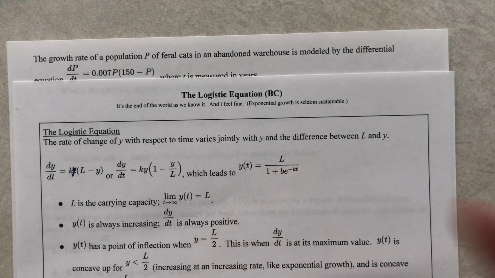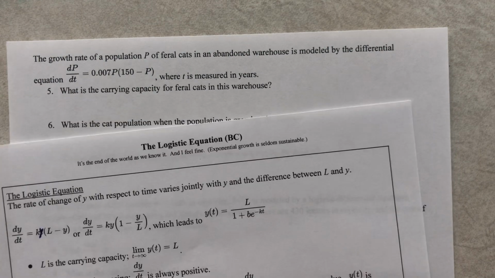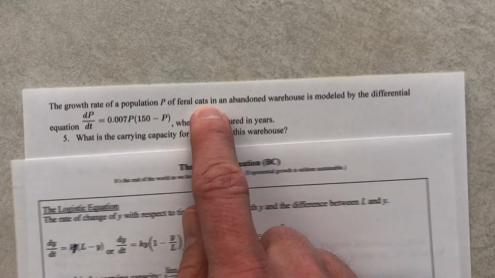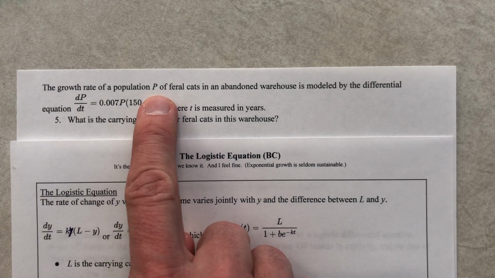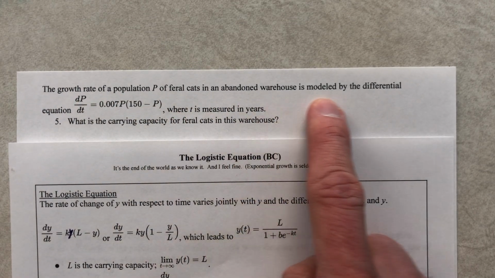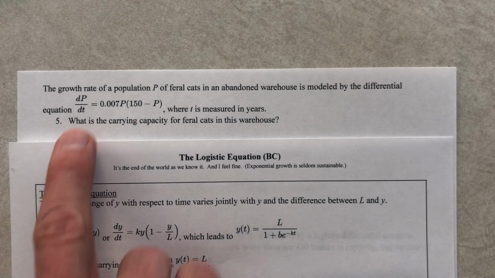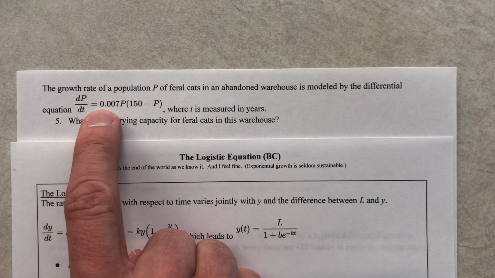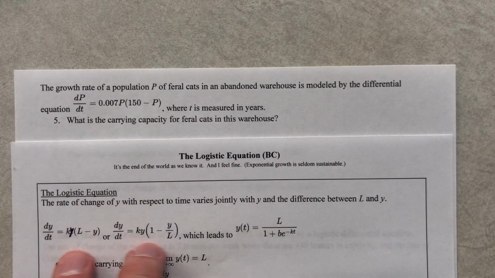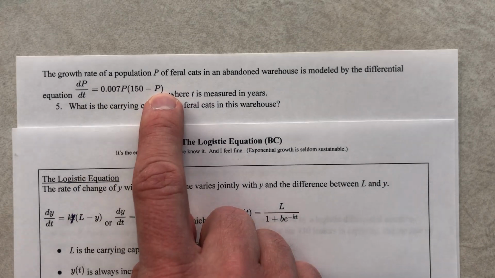So the first problem that dealt with mooses, we ended up using this formula. This problem, we're dealing with cats, and we're dealing with one of these. Let's see which one we're dealing with. The growth rate of population P of feral cats in an abandoned warehouse is modeled by this differential equation. There are not enough resources in the warehouse to perpetually sustain growth of the population of cats. So we have the rate of change of population equals the rate of change. And then they start giving us some stuff, and let's see what it looks like.